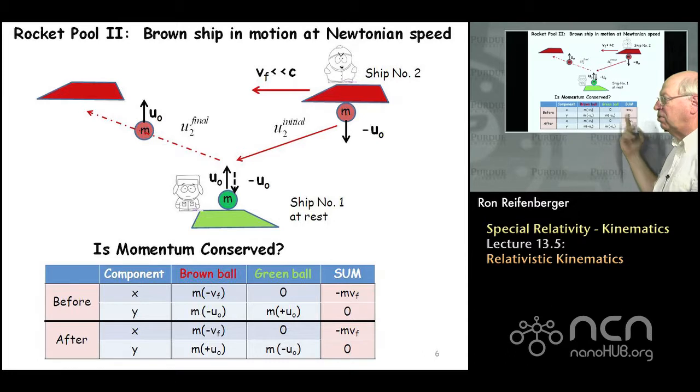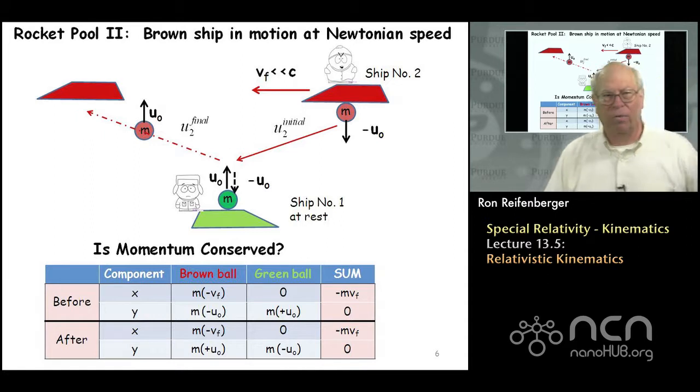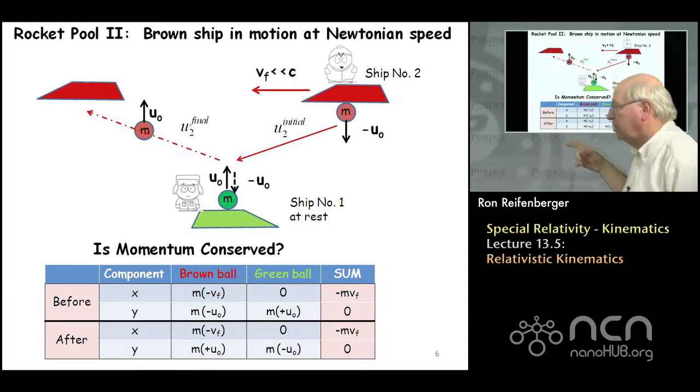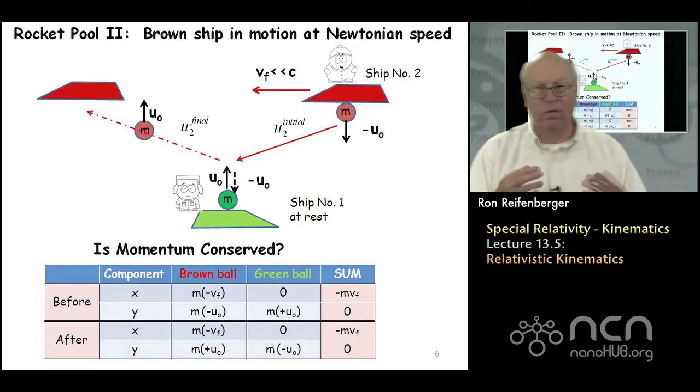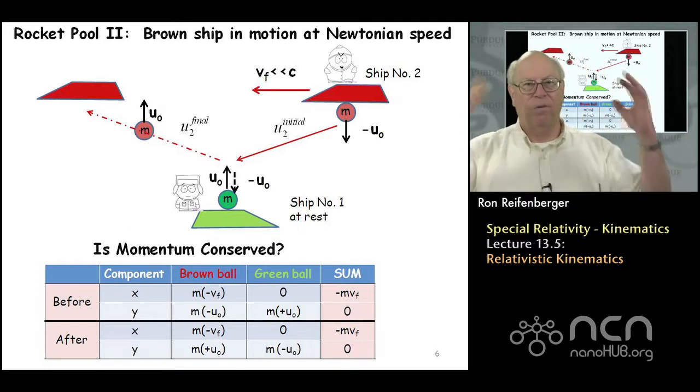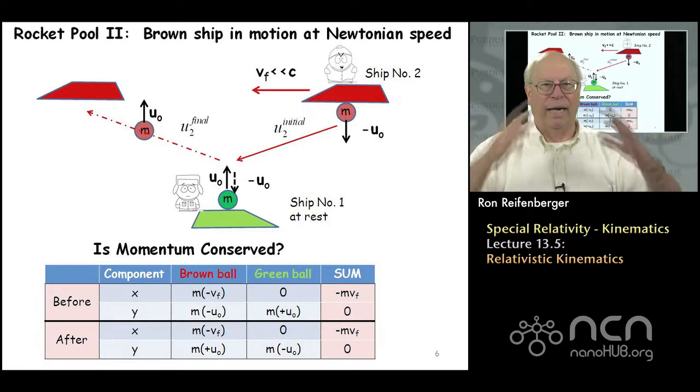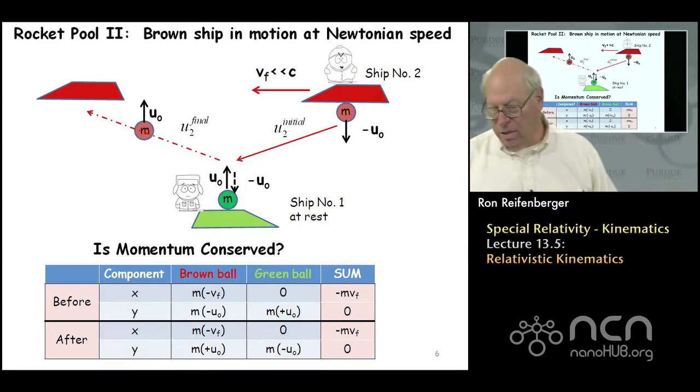The momentum in the x direction is now just basically given by the fact that this brown rocket ship is moving at a velocity v sub f with respect to this one. So that contributes the momentum in the x direction. Momentum in the y directions are exactly the same as they were in the first example. And so again, momentum is conserved very nicely here, right? Momentum before collision equals the momentum after the collision for both the x and the y directions.